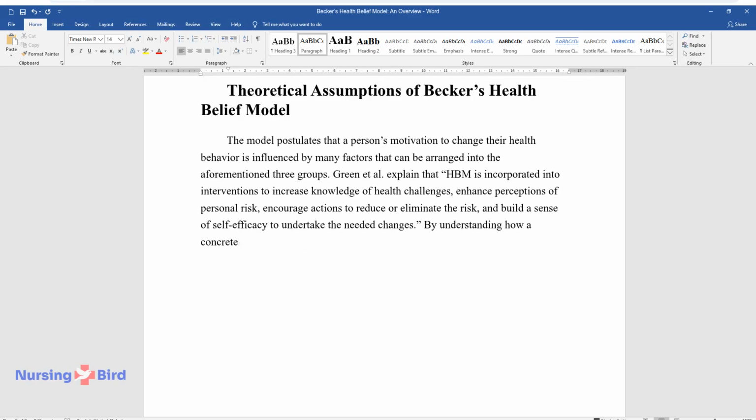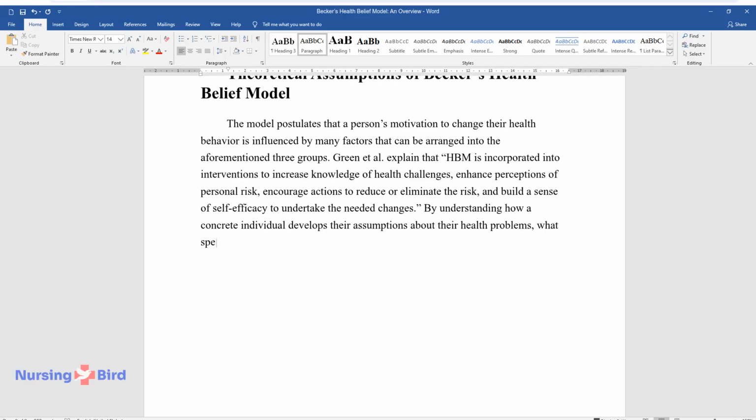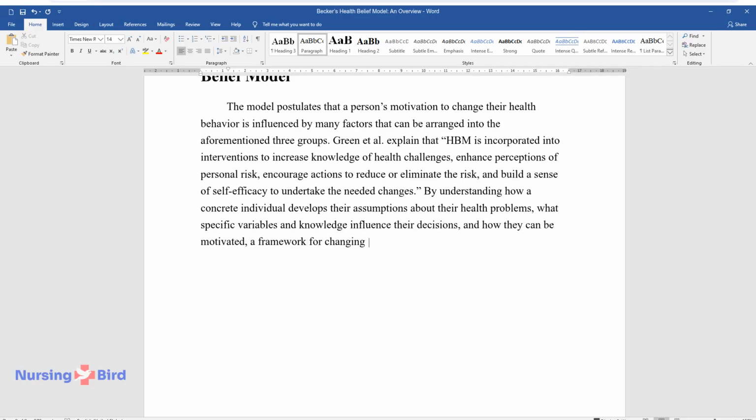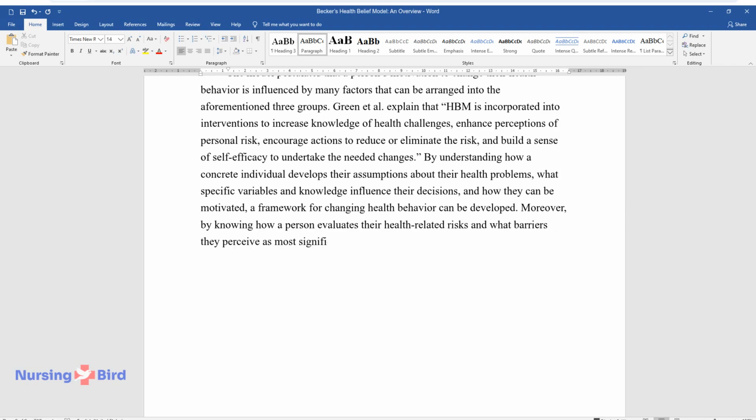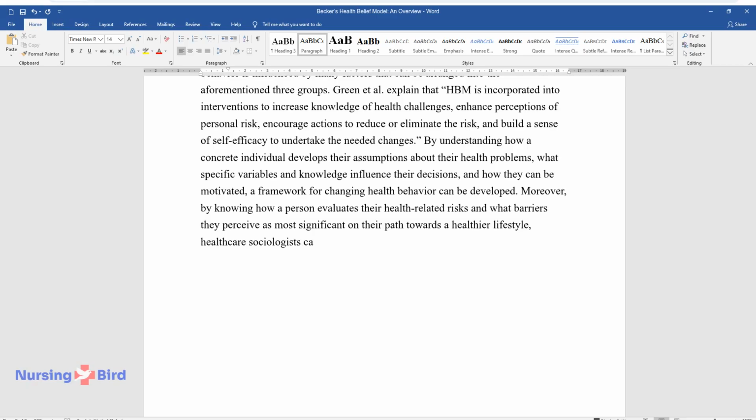By understanding how a concrete individual develops their assumptions about their health problems, what specific variables and knowledge influence their decisions, and how they can be motivated, a framework for changing health behavior can be developed. Moreover, by knowing how a person evaluates their health-related risks and what barriers they perceive as most significant on their path towards a healthier lifestyle, healthcare sociologists can design more effective health promotion campaigns.